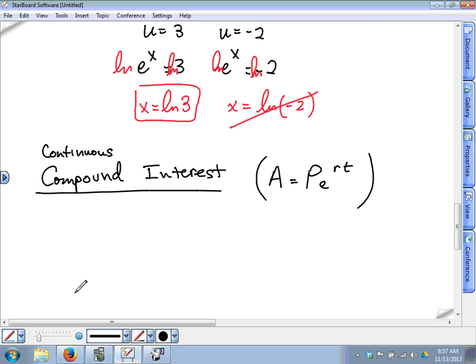Isn't there another equation that's like A equals P times 1 plus something? Yeah, that's for normal compound interest. This is continuous. The one you're talking about is A equals P times (1 plus r over n) to the nt. You don't need to know this one. Okay, good. You need to know this one.